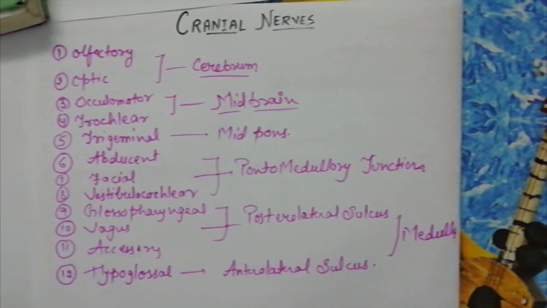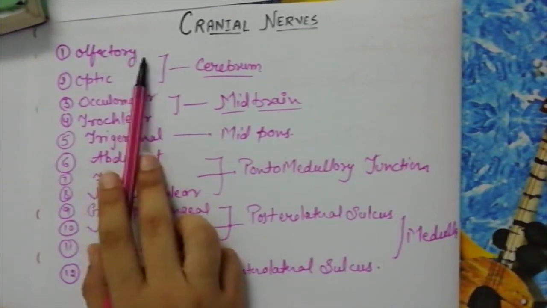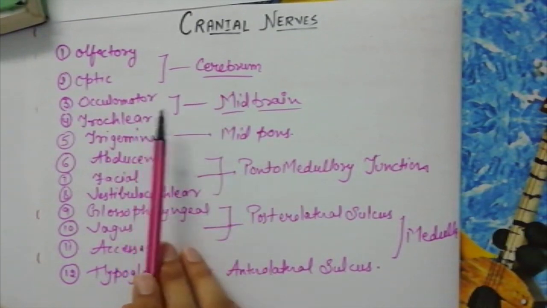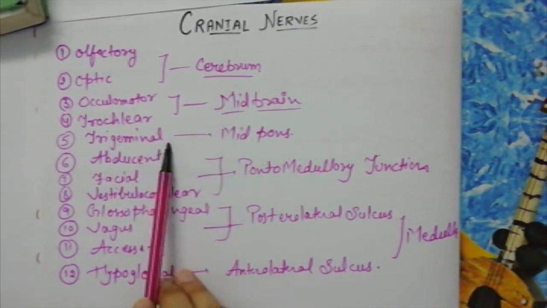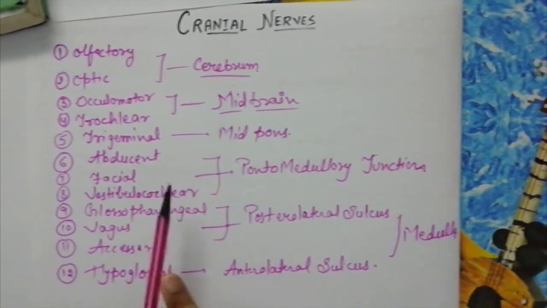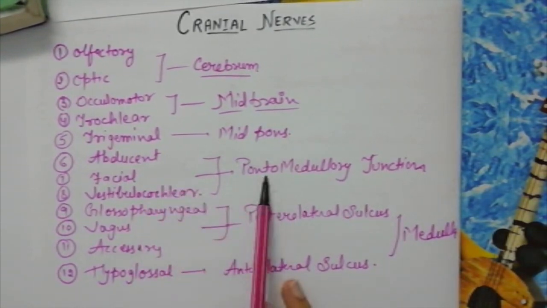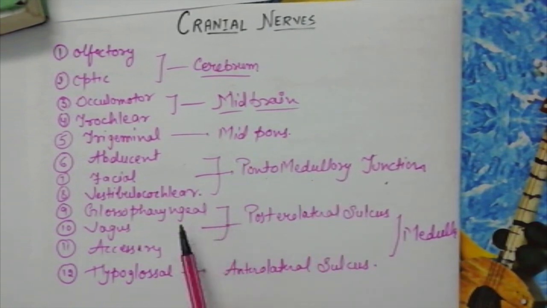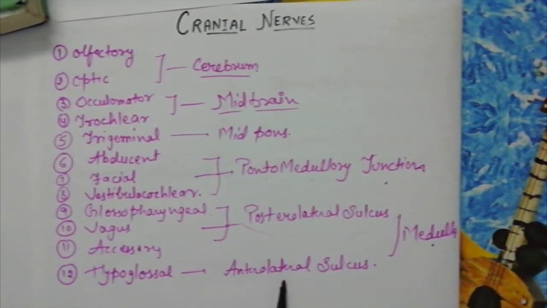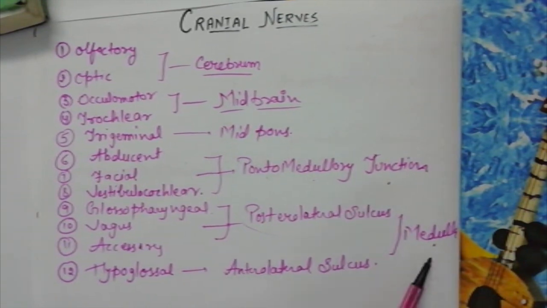Again we repeat: olfactory and optic, first and second, are attached on the cerebrum, third and fourth on the midbrain, fifth is attached on the mid of the pons, and sixth, seventh, and eighth are attached on the pontomedullary junction, and 9th, 10th, 11th on the posterolateral sulcus of the medulla, and hypoglossal, which is 12th, is attached on the anterolateral sulcus of the medulla. So let's see in the image.